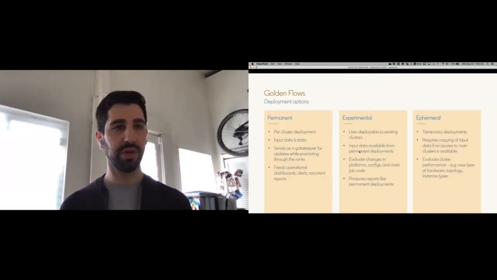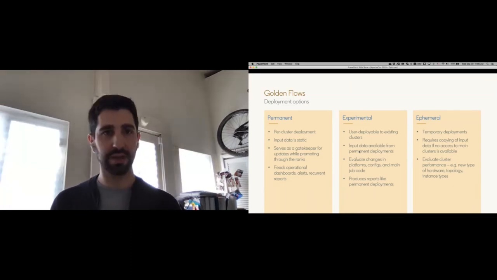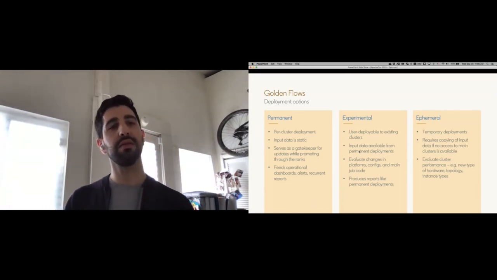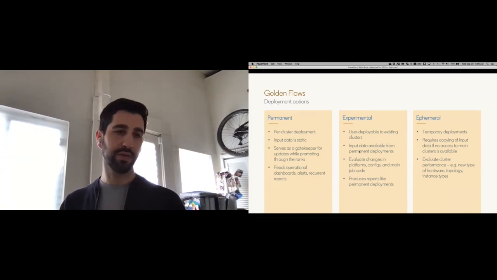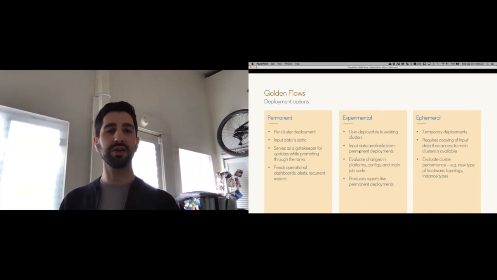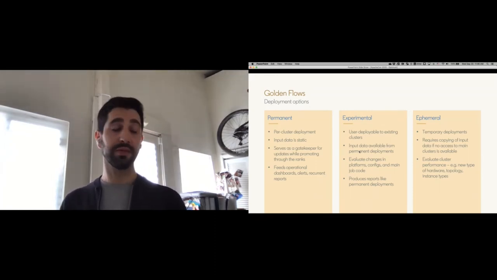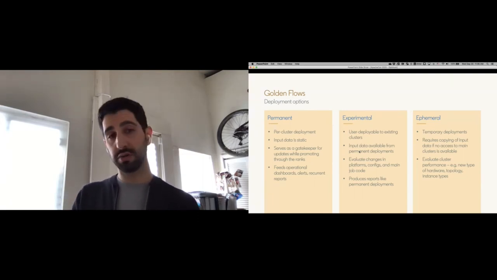So we have several deployment options for Golden Flows. The permanent option is where we have a per cluster deployment, and this is where the input data is static. We do that in order to reduce as much inconsistency across different runs. If you run with different input data and compare the two runs, you might see something completely different just because of the data size or the content that might be different.